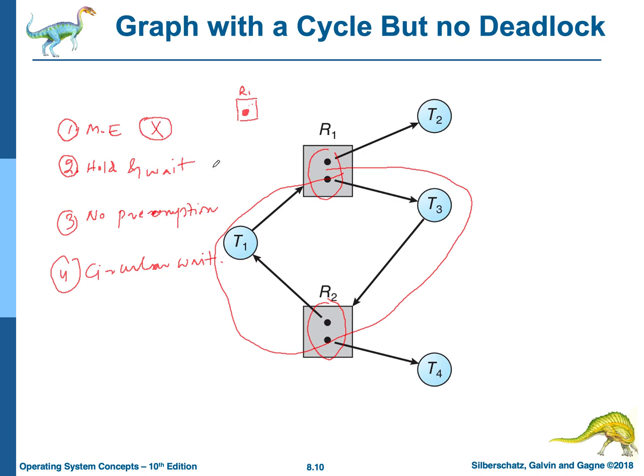But let's evaluate the next. If they are holding and waiting, yes, they are holding and waiting. If there is no preemption, let's say we assume that there is no preemption, and there is circular wait, yes. But as there is no mutual exclusion, meaning there are plenty of resources available, we will say that there is a cycle but no deadlock, right? Okay, there is a cycle but there doesn't exist any deadlock.